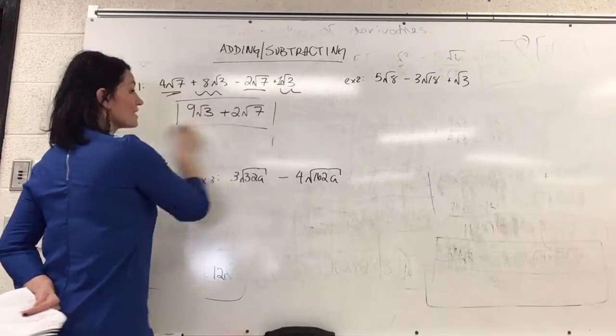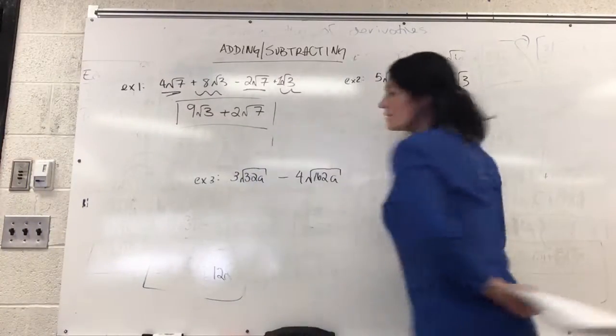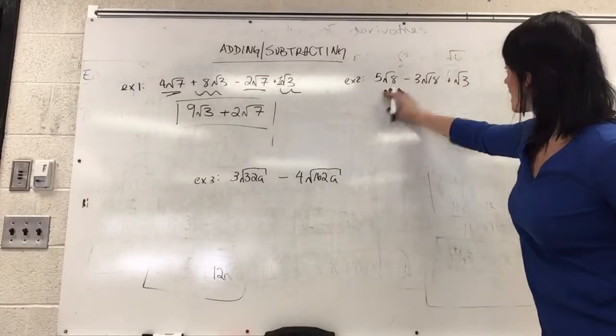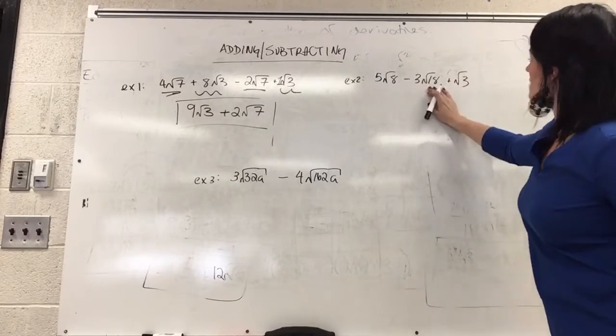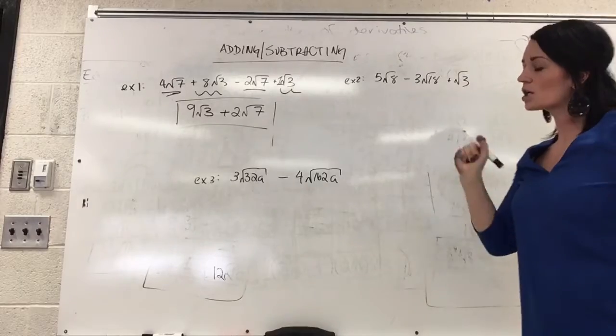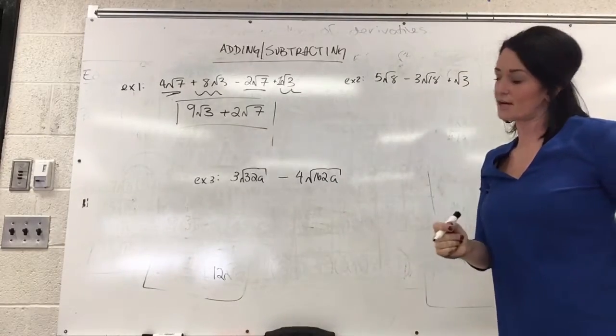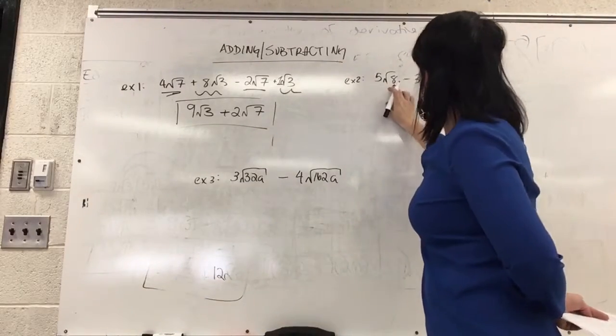So that's done, okay? Now when I look at this one right away, I think that I can't combine it at all because there's a root 8, a root 18, and a root 3. But what I need to make sure is that my radicals are simplified first. So let's see if I can simplify this guy at all.